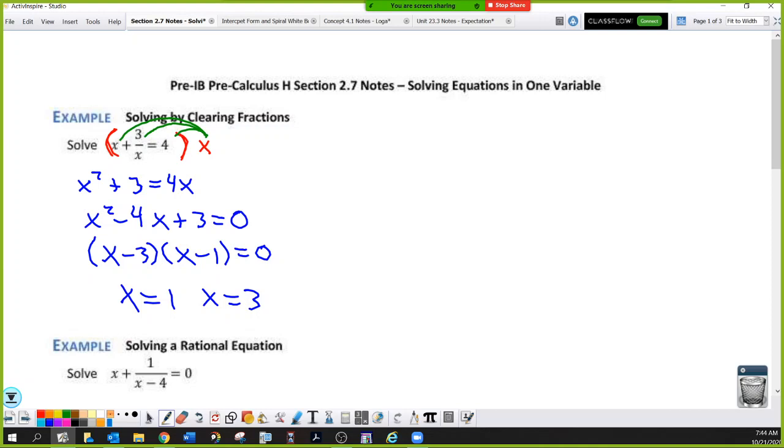And the only fraction I see is 3 over x. That means the only answer that would not have been allowed would have been x equals 0, because you can't divide by 0. And since neither one of those answers is x equals 0, they both work. We don't need to check them. You're welcome to check them, but you don't need to. They work. Ta-da! That's not bad, is it?